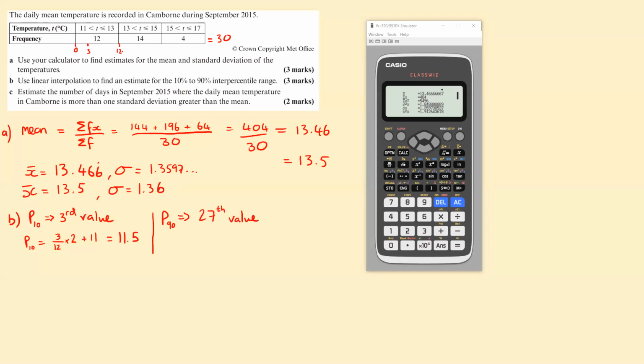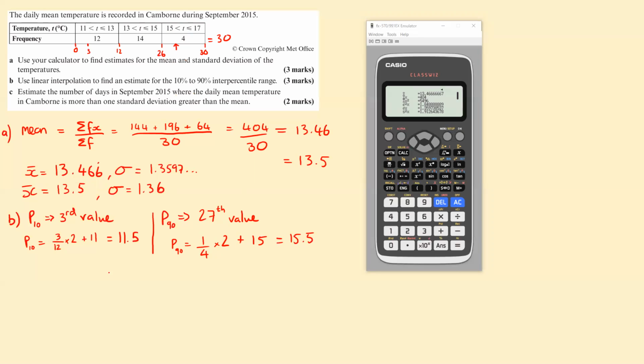So the 27th value, if there's 12 to here, that means there's 26 to here, which means there's 30 to here. So the 27th is just into here. So remember, we've got 4 in here. We want the 27th value overall. So we want to go 1 into this category out of a possible 4. So P90 is equal to 1 out of a possible 4 times by, and this class width is, again, 2. And this time we're starting at 15. So we want to add that 15 on. We just want to work this out. 1/4 times 2 is a half. A half plus 15 is 15.5.